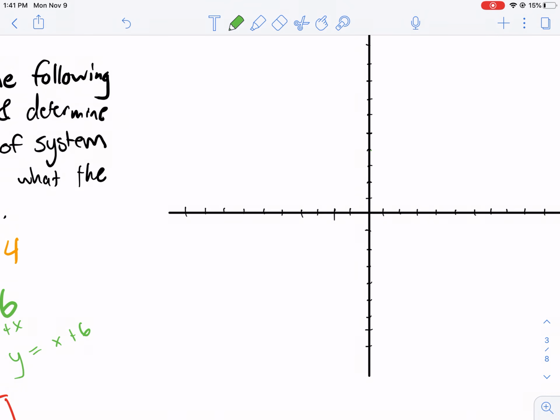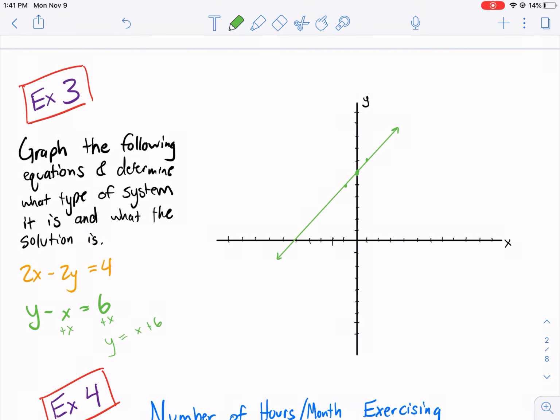1, 2, 3, 4, 5, 6. And I'm going to go up 1, to the right 1. And I'll do the same thing in reverse. Down 1, to the left 1. And my line looks something like that. Okay, close enough. All right, now I'm going to do the green, or the orange. I just did the green.